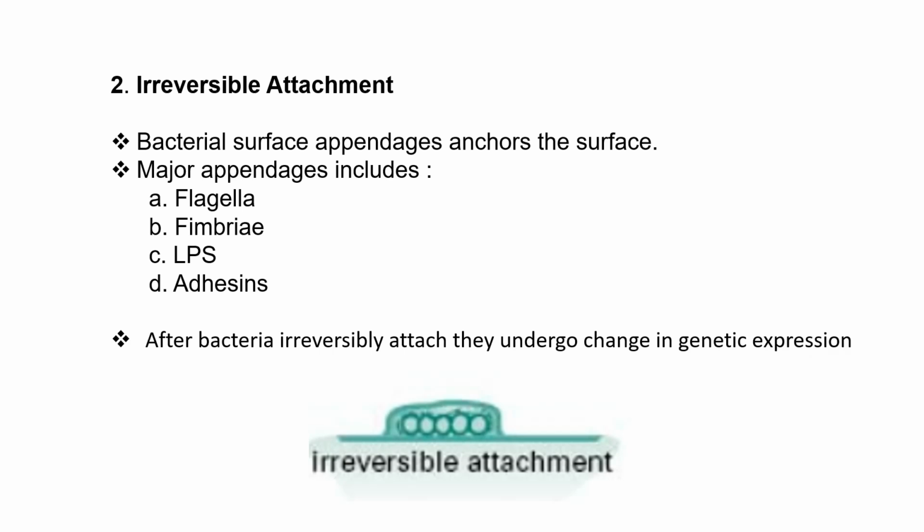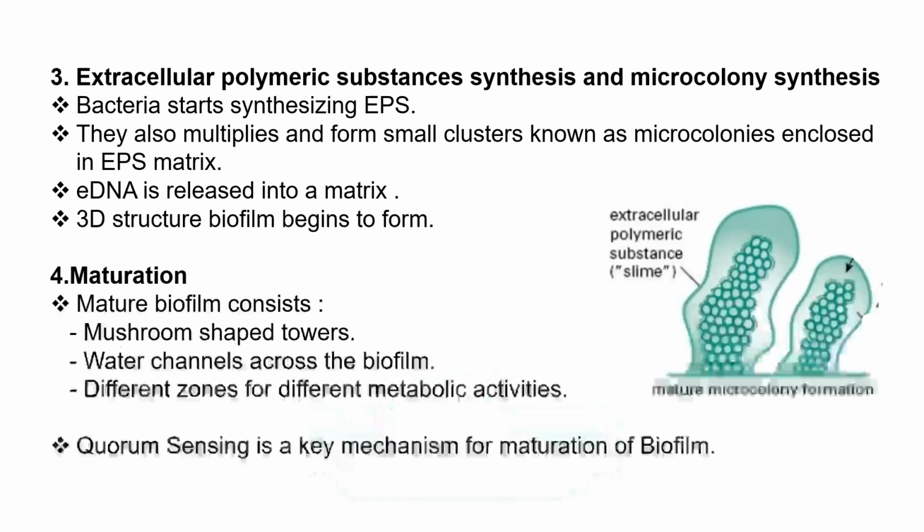Second stage is irreversible attachment. Bacterial surface appendages anchor to the surface. Major appendages include flagella, fimbriae, lipopolysaccharides, and adhesins. After bacteria irreversibly attach, they undergo change in genetic expression.